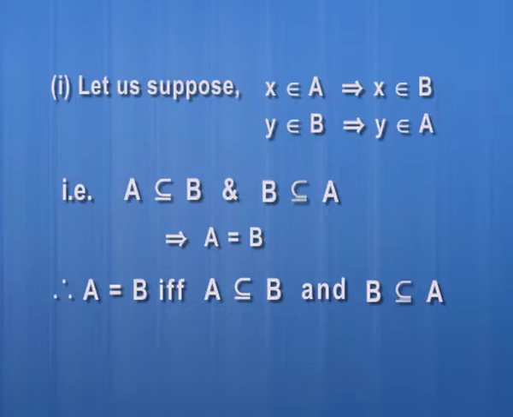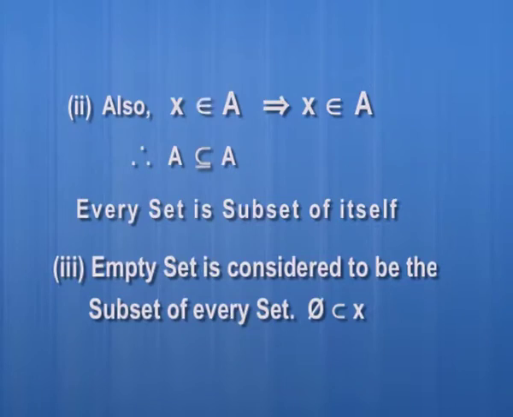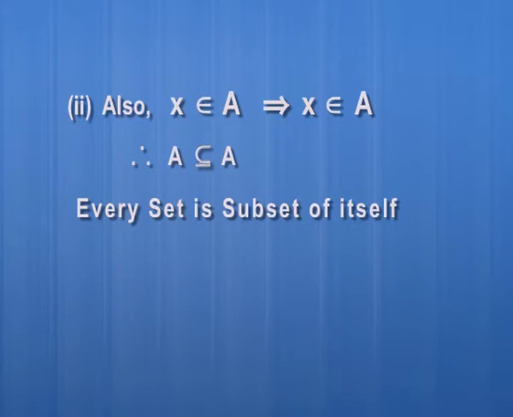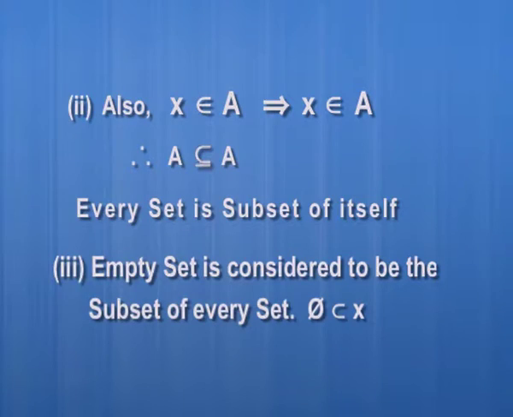Again, if we have an element x belonging to A, it will positively be in set A. Any element, if it is in set A, it will be in set A. So, in mathematical language, symbolically, we can write x belongs to A implies x belongs to A. That means the set A is a subset of itself. So, we can conclude that every set is a subset of itself. The empty set is a subset of each set.